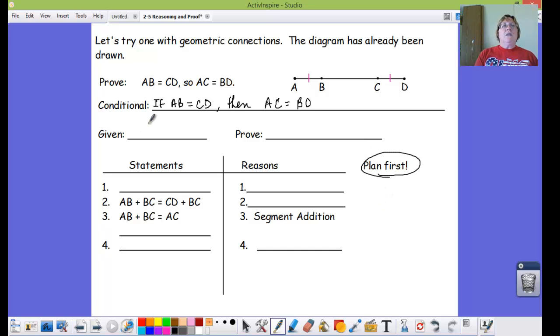Okay, so the hypothesis in the conditional becomes the given information. AB is equal in length to CD. The conclusion is what we need to prove, that AC is equal in length to segment BD. And finally, we're ready to begin. Let's put that given information there.